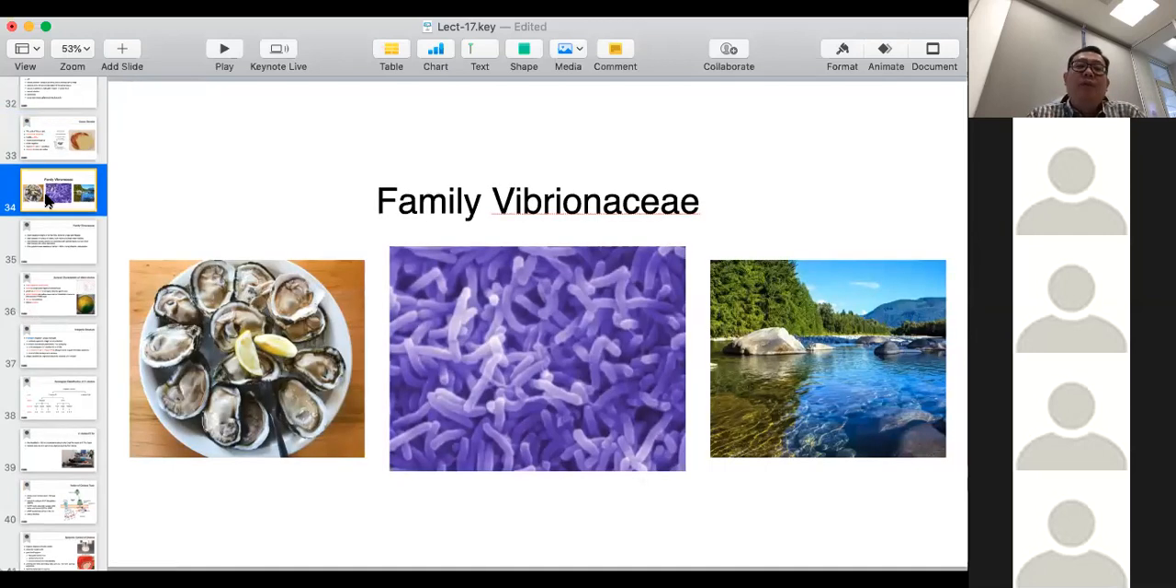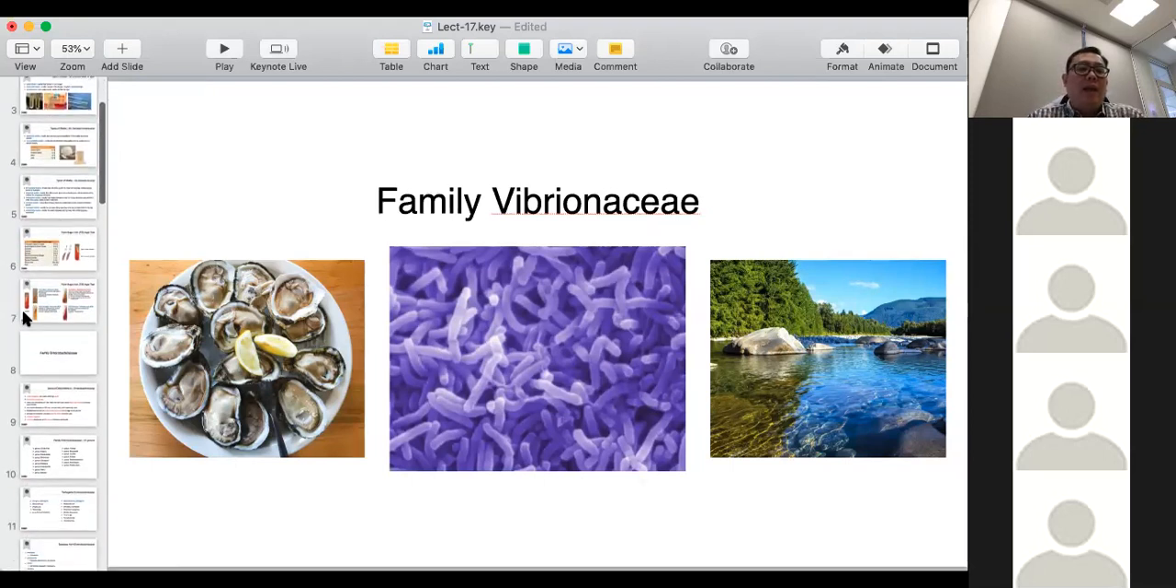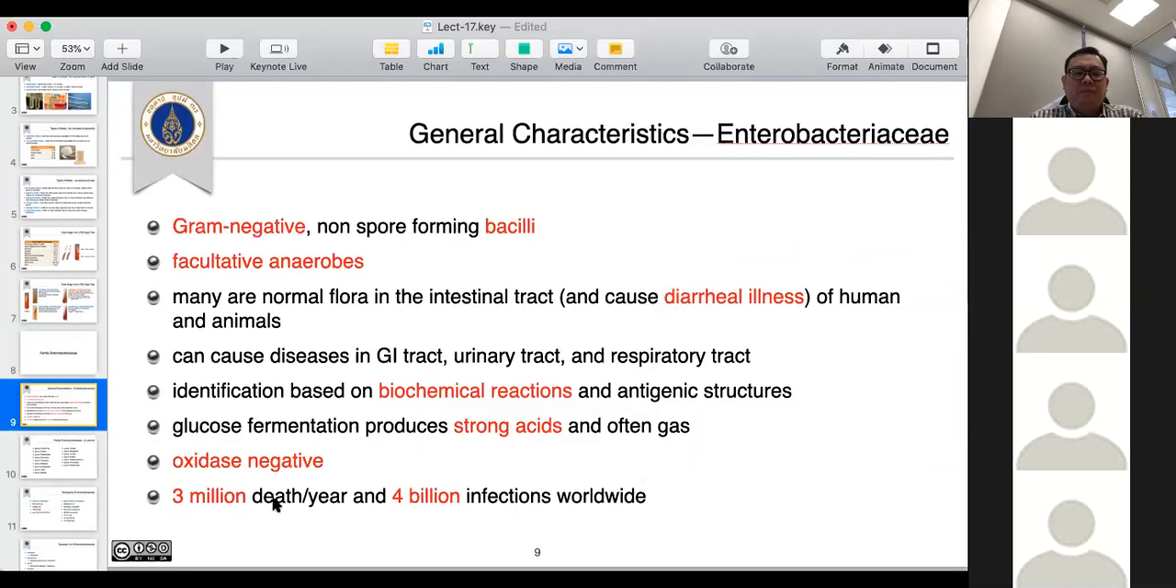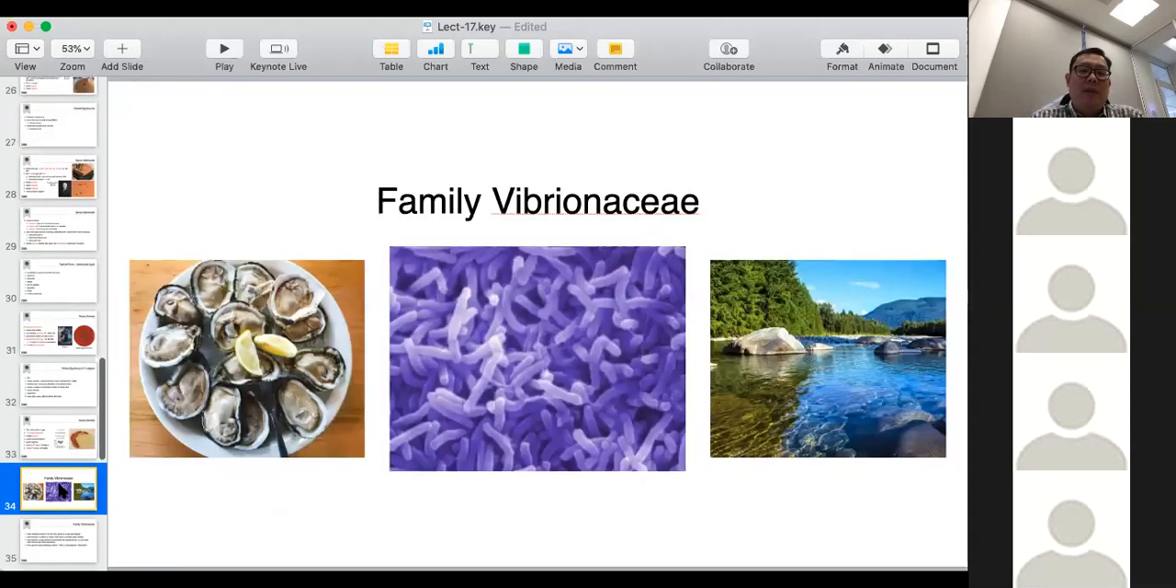So we move to the next family. Before we move on, let me remind you, family Enterobacteriaceae is oxidase negative in all of the family.